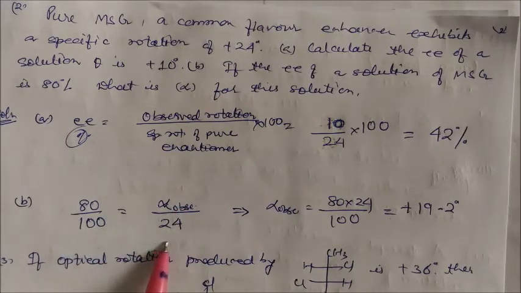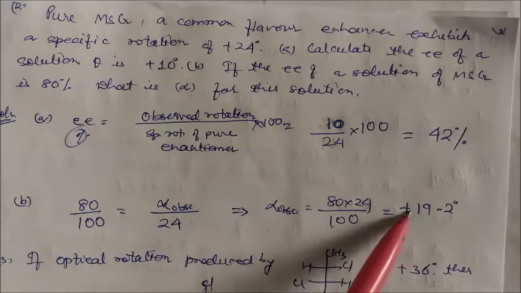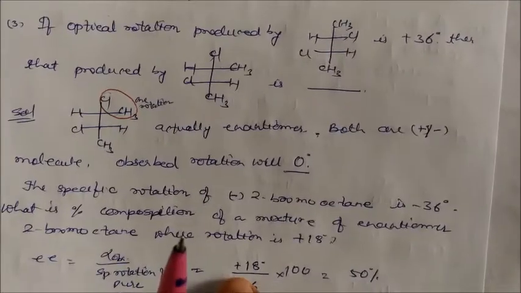Second, they are given 80% enantiomeric excess, so observed by pure enantiomer. If you solve it, the observed rotation of this impure mixture will be plus 19.2 degrees. Now let us see the third question.